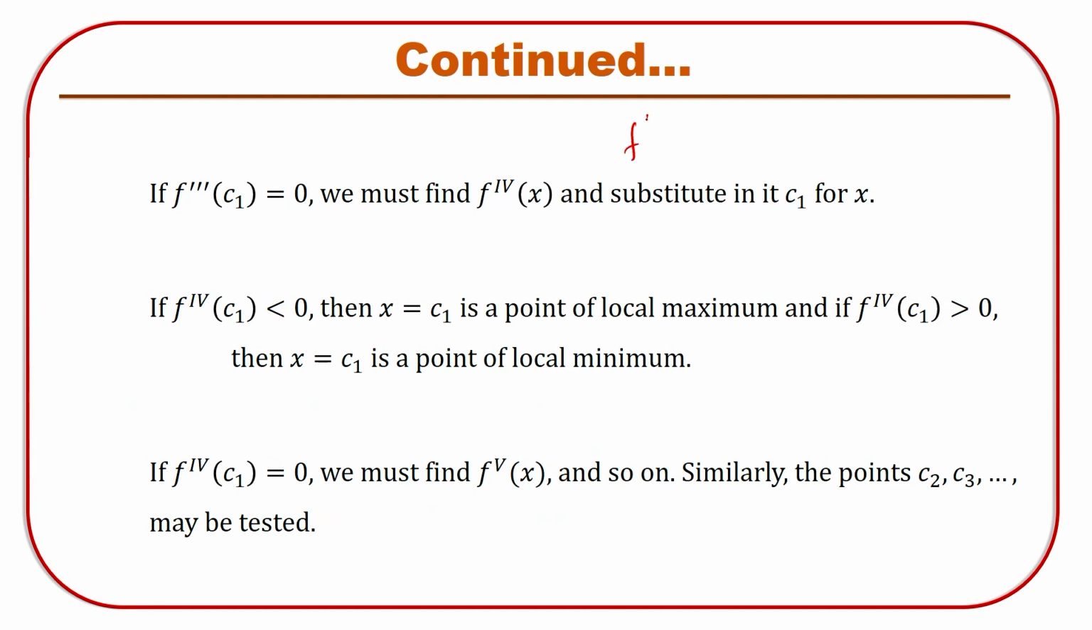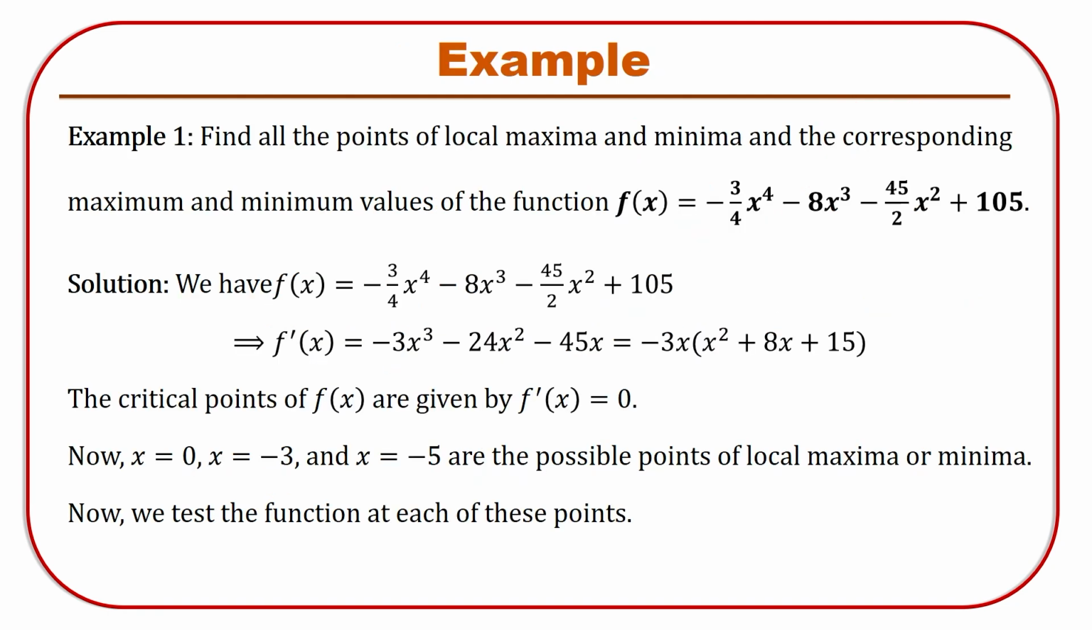So, firstly you have to set f dash of x equal to 0, and this will give you some points C1, C2 and so on. These are the critical points, and if f double dash of x equals 0 at C1, then C1 does not yet show a local maxima or local minima. You have to check the higher order derivative test. So, let us work through the higher order derivative test with the first problem.